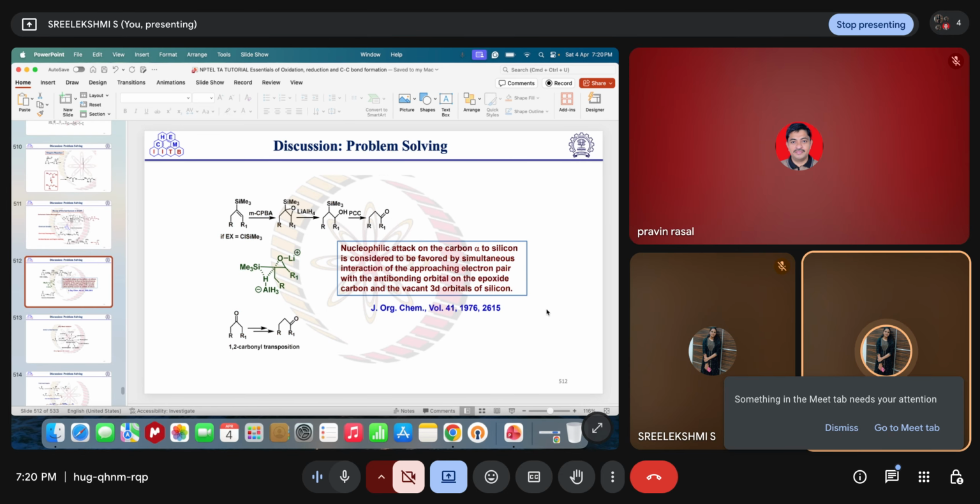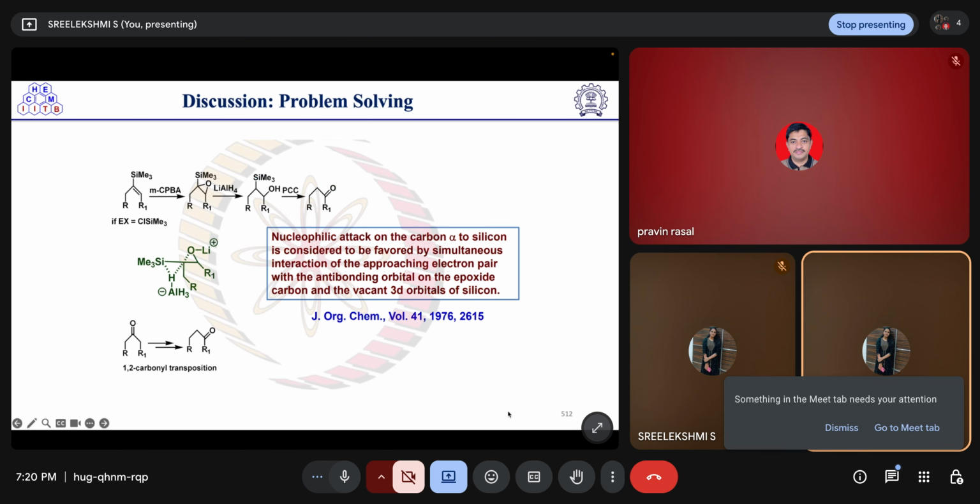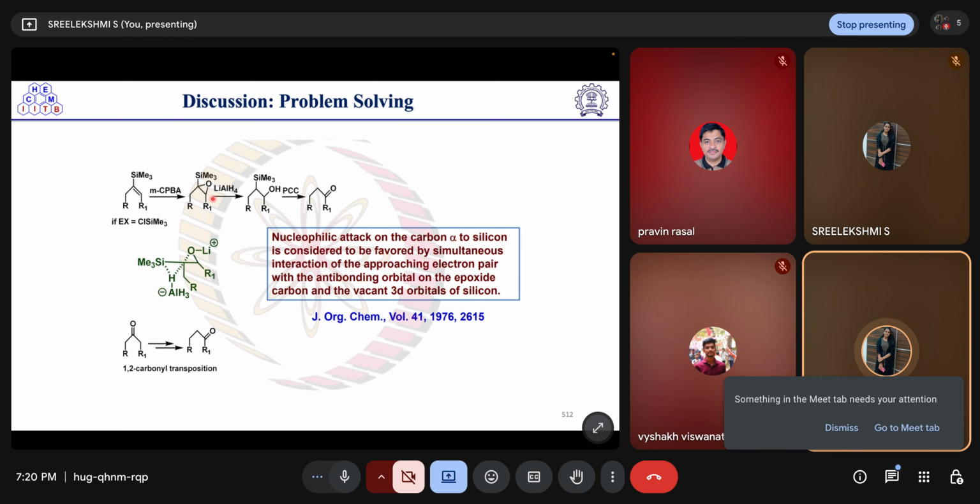Okay, we have half an hour more, so we will cover some more topics in today's session. This is another example where we are treating this allyl silane type of compound with MCPBA. As we know, MCPBA will carry out the epoxidation of this alkene to give this epoxide. Then LAH will open this epoxide and give this alcohol. Then if we use PCC, it will oxidize this alcohol into this ketone to give this product.